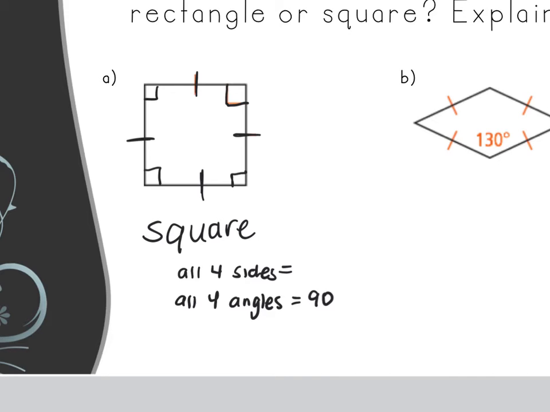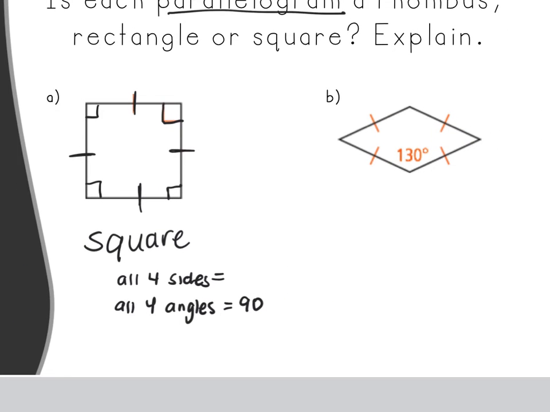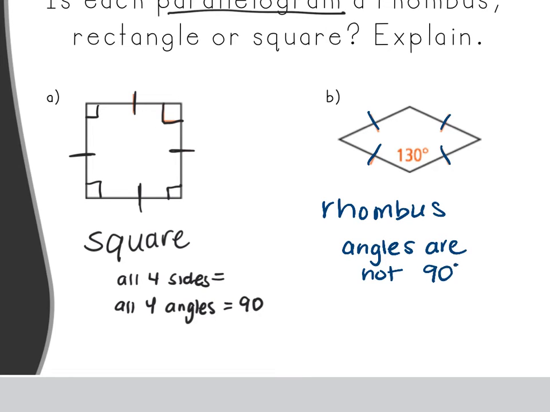Okay, B. What is B? It's a rhombus. Why is it a rhombus? 4 sides are congruent, but are my 4 angles 90 degrees? No. So it can't be a rectangle and it can't be a square. Okay? Angles are not 90 degrees, but the sides are equal.